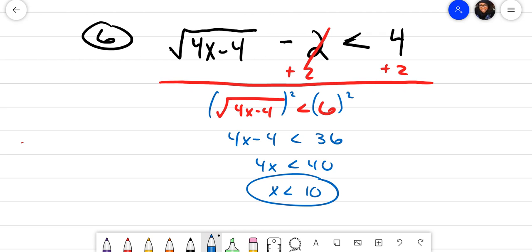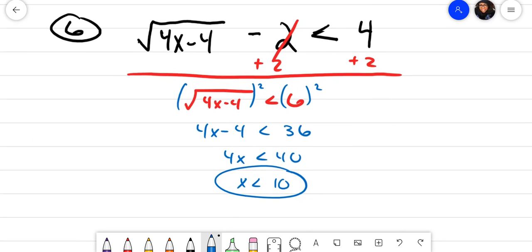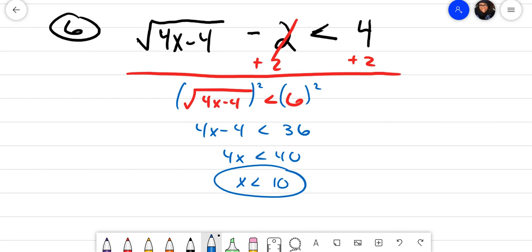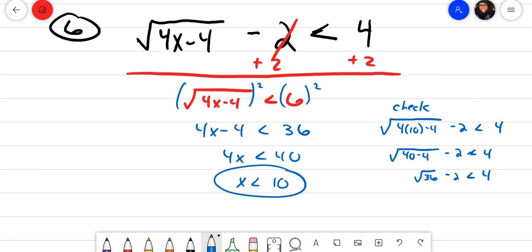All right. Now we're going to check it. Over here, I'm going to set this up for a check. Once we get to this point, hopefully everyone got to the square root of 36, minus 2, is less than 4. I go ahead and take the square root of the 36. That's going to be 6 minus 2 is less than 4. 6 minus 2 is 4. 4 is less than 4.